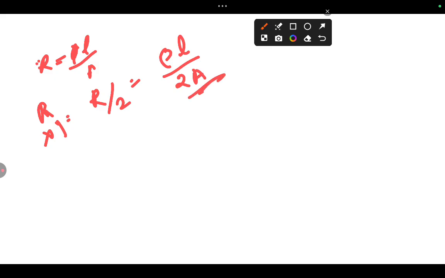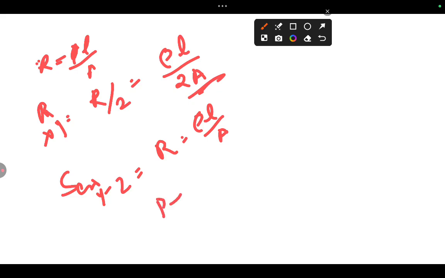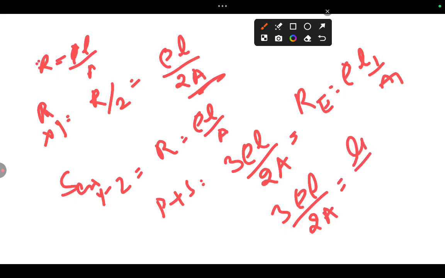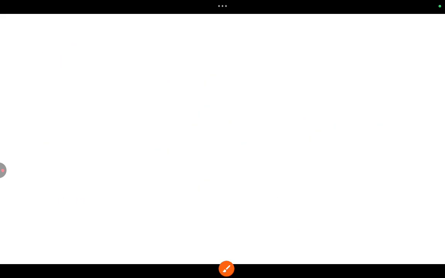In series, like Y to Z, that is about R equal to rho L by A. Now combine them, parallel plus series, which is nothing but 3 rho L by 2A, which is equal to R equivalent. What is R equivalent? That is nothing but rho L1 by A1, the new resistance. So now 3 rho L by 2A equal to L1 by A1 into rho. So this will have A1 equal to A and L1 equal to 3L. This is question number 91.